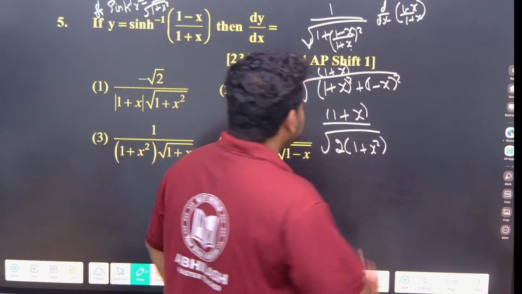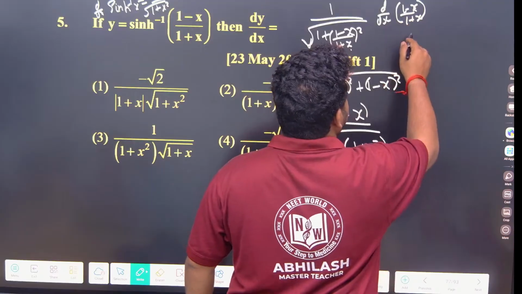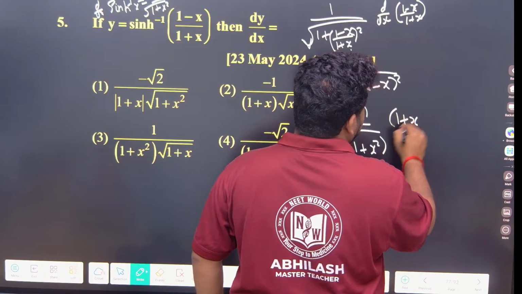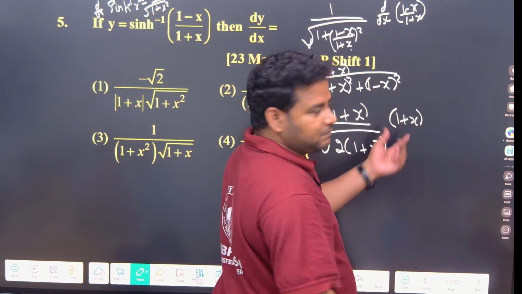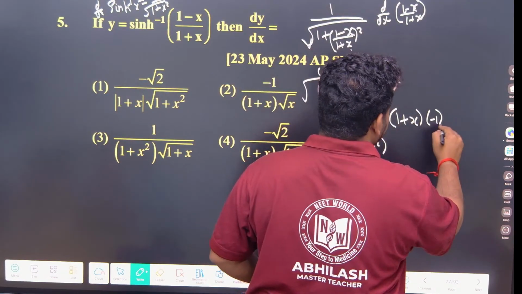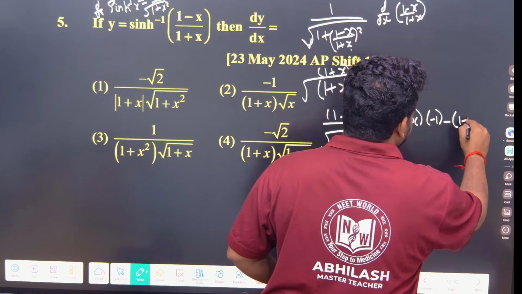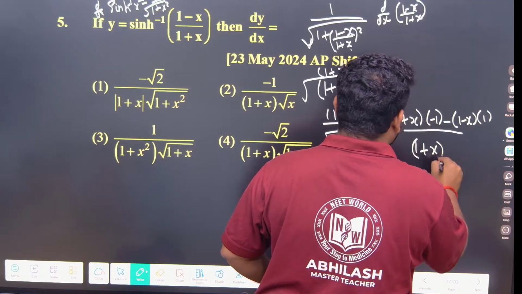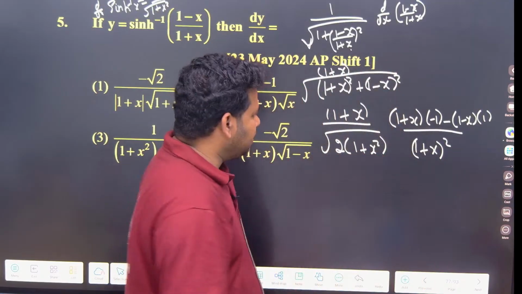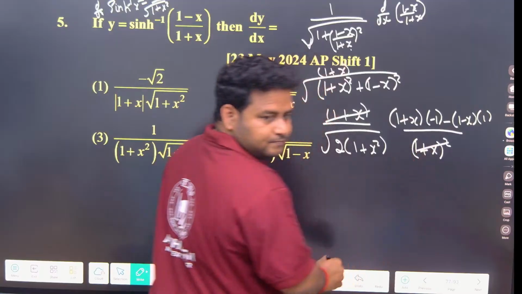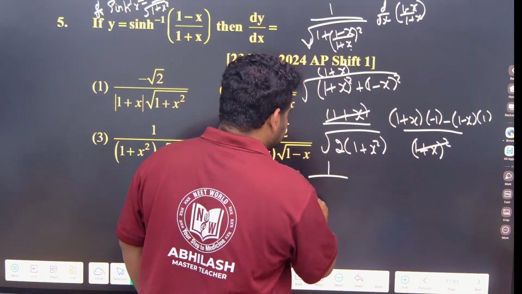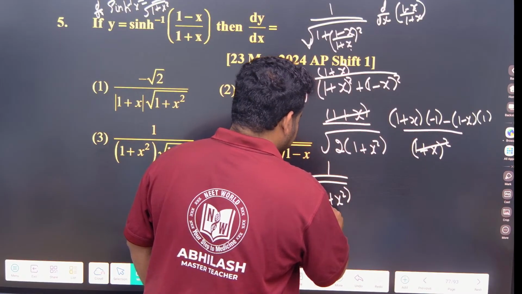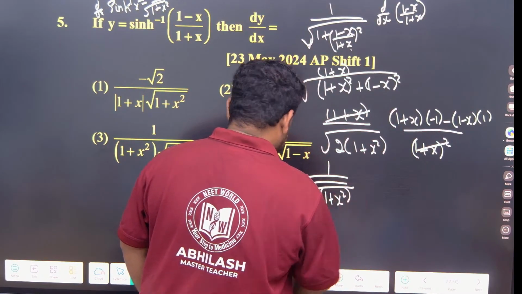Now, this is d by dx of 1 minus x by 1 plus x. What can I write? I should apply the quotient rule: 1 plus x times minus 1, minus 1 minus x times 1, divided by 1 plus x whole square. Now this and this I can cancel. I will have 1 by square root of 2, 1 plus x whole square. Okay, let the square root of 2 be outside. Let me take it like this.